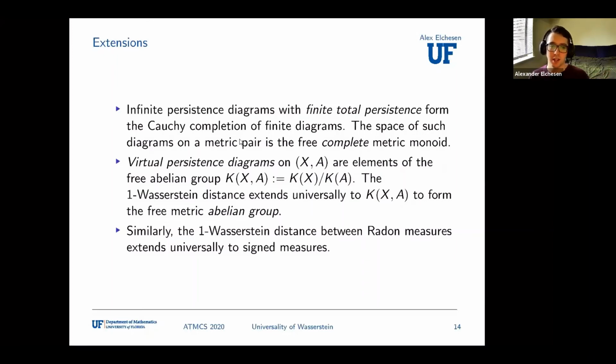Virtual persistence diagrams are just elements of the free abelian group K(X) mod K(A), K(X) being the free abelian group on X. So in this case, the 1-Wasserstein distance extends universally to this space. So these are like persistence diagrams that can take positive or negative multiplicity. And this gives us the free metric abelian group. And then similarly, the 1-Wasserstein distance, we showed that this extends universally to signed Radon measures.